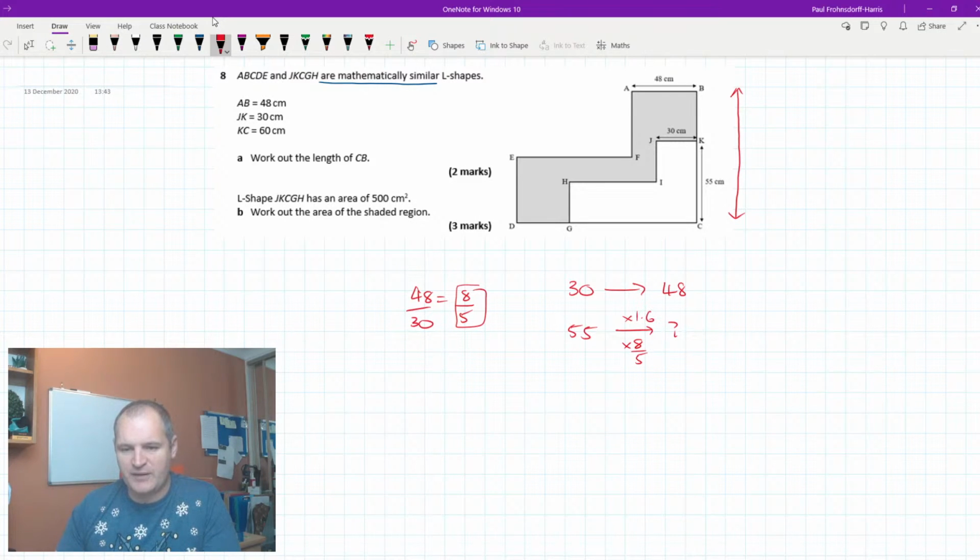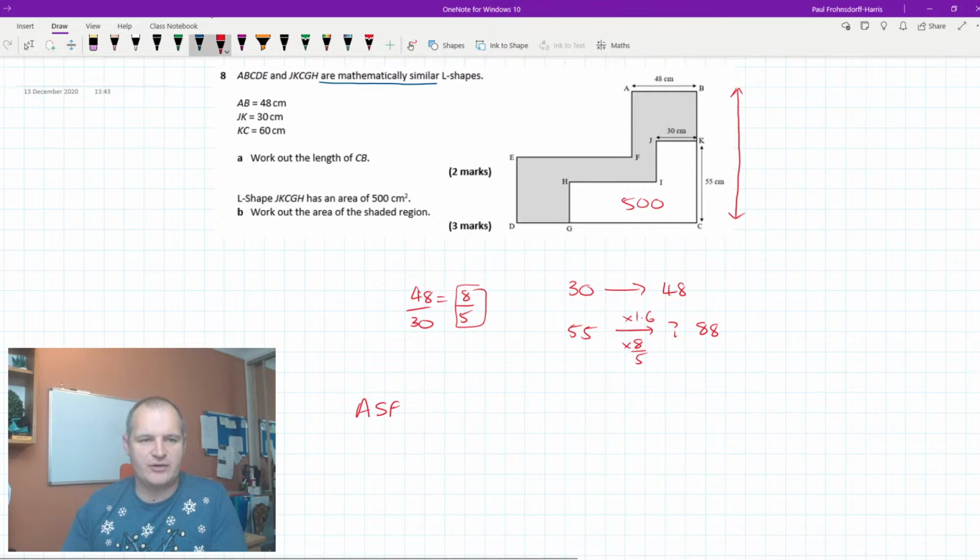And when you multiply that, you get 88. You've got a calculator, so times it by 55 to get 88 doesn't need you to understand. Here you can see it's divide by 5 times by 8. But your calculator will do that for you. That's where I've got this from. It then says the area of the small shape is 500. And this is our first application of area scale factor.